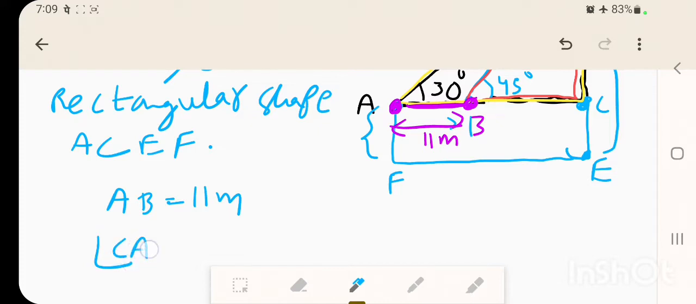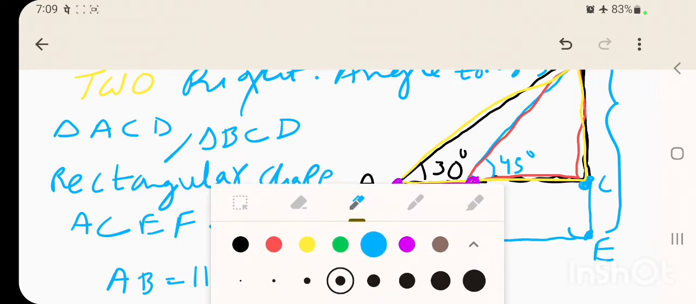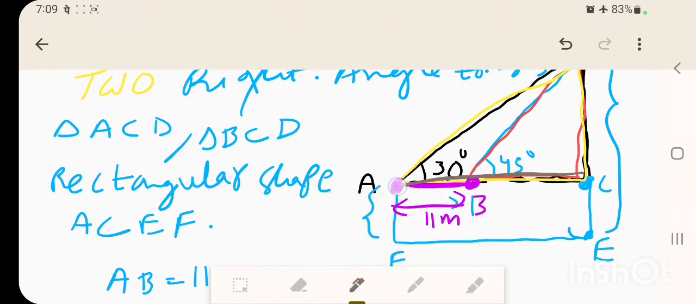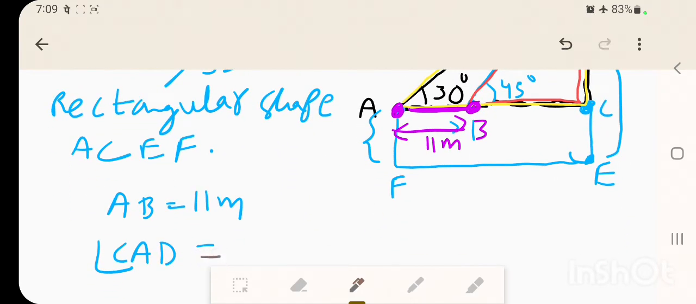Angle CAD. Earlier also in the video I have told you, CAD means you can take this direction. CAD means this one, that is 30 degrees. So angle CAD is nothing but angle A, which is nothing but 30 degrees.